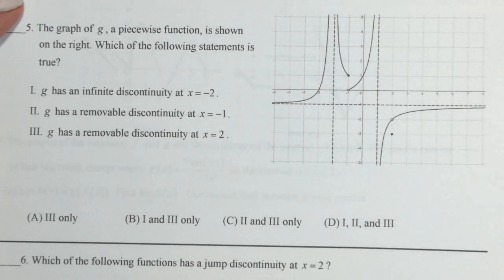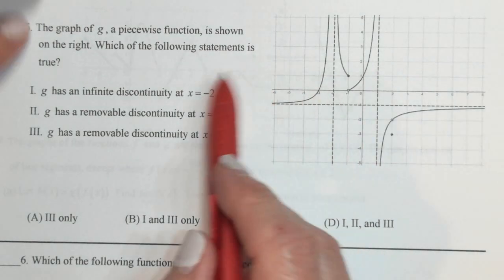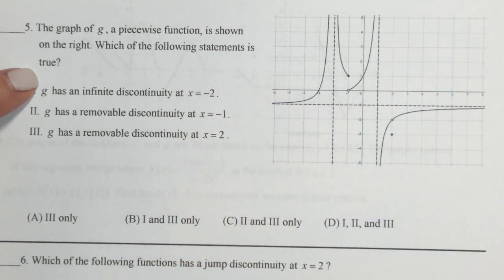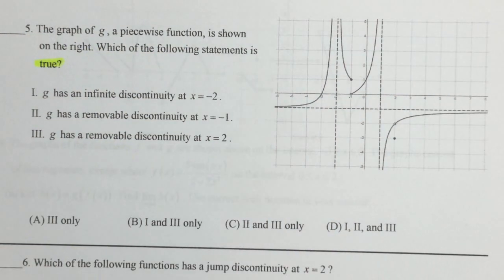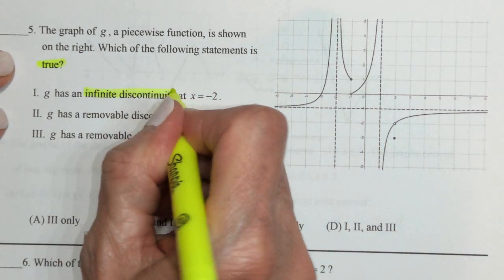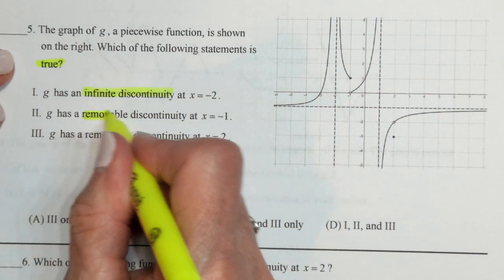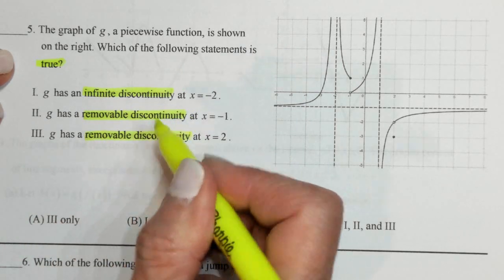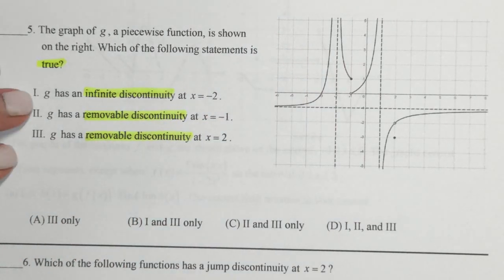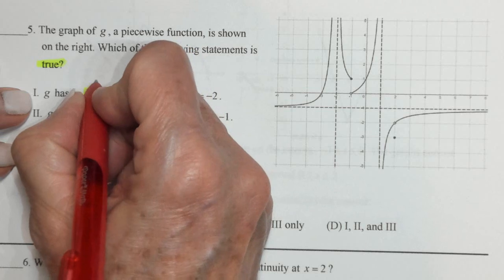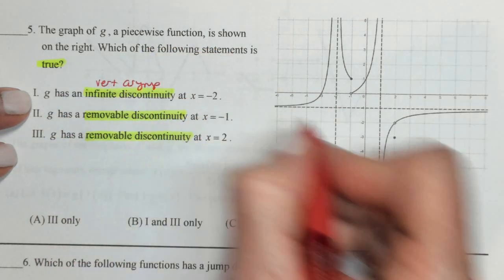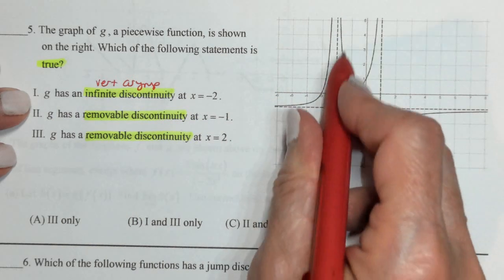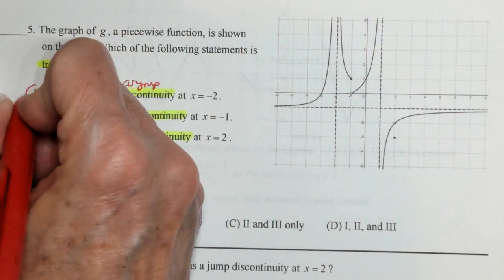All right. G is a piecewise function shown on the right. Which of the following statements is true? We want it to be true. Be careful with that because every once in a while they'll say which one is false. Okay. Infinite discontinuity. Removable discontinuity. Infinite discontinuity means it has to be a vertical asymptote. So is there a vertical asymptote at -2? Yes, there is. So that is true.